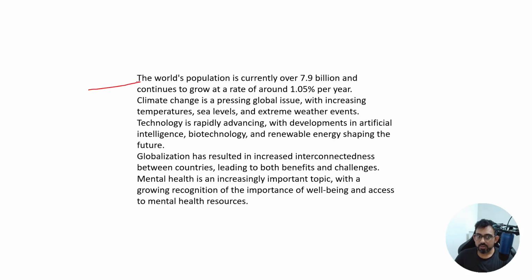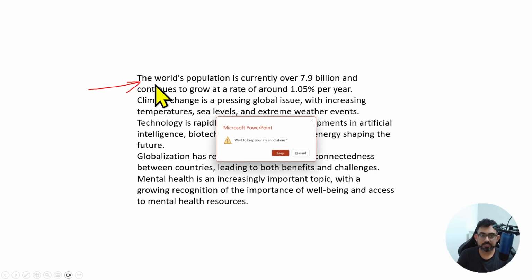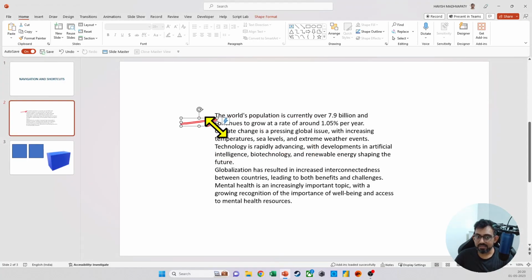Remember that once you draw something and you exit the slideshow mode, it does ask you, do you want to keep your ink annotations or do you want to discard them? If we keep them, then it is created on the slide as a shape. How nice is that? And then of course you can move it around if you want.